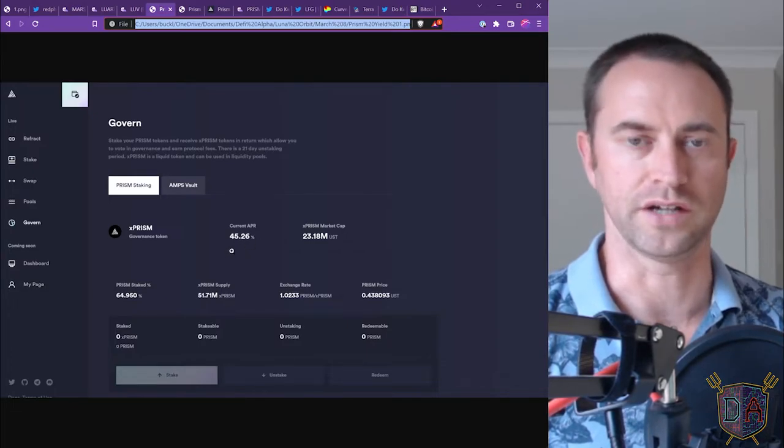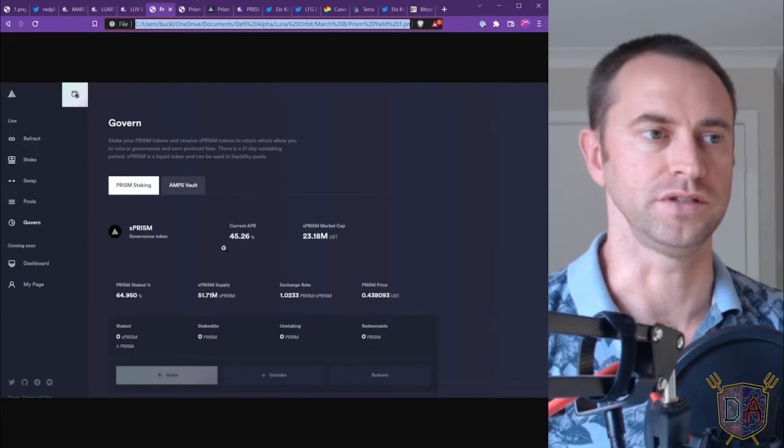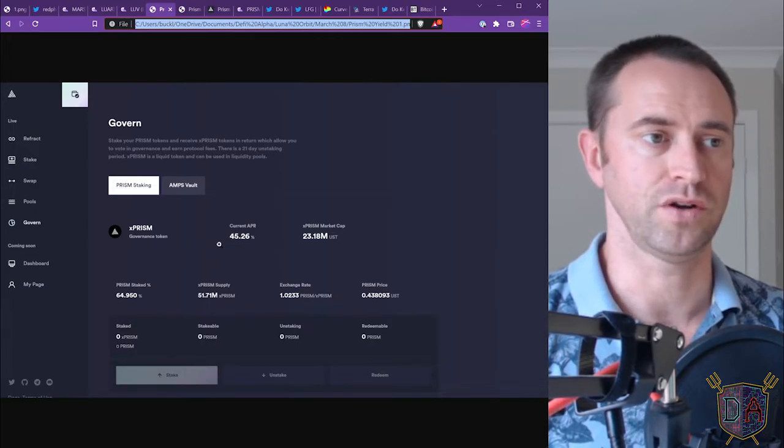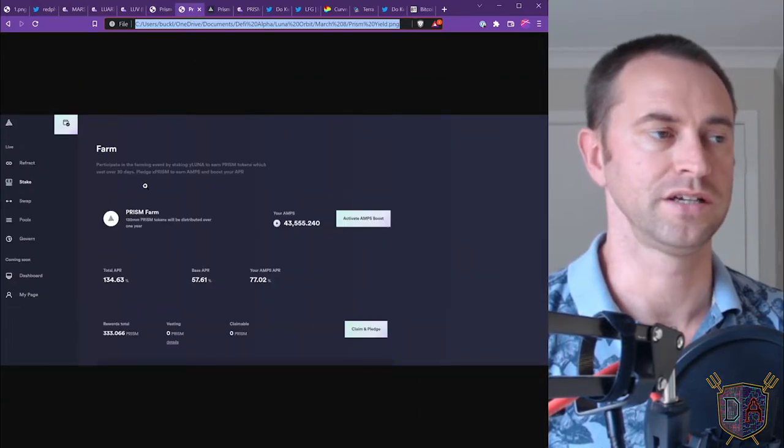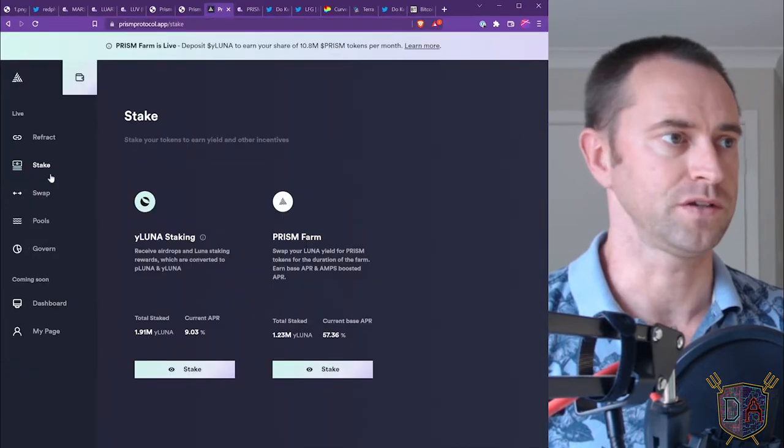And you're not going in there and claiming it yourself. It's just auto-compounding, which is great. So the X Prism token in itself has great value capture already, but where it gets really interesting is when you start farming it. So let's bring up the site here.